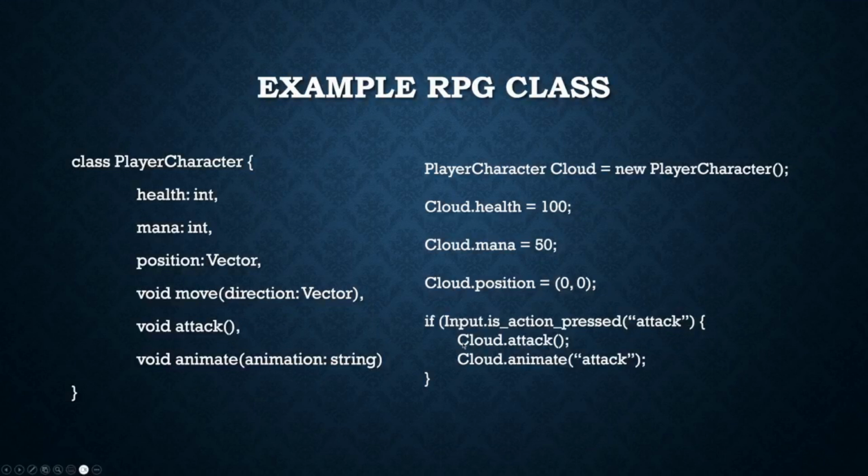So here these are called member methods. It's cloud.attack, and that is the attack method, and then cloud.animate, and we pass it the name of an animation. So animate takes the name of an animation and animates Cloud.